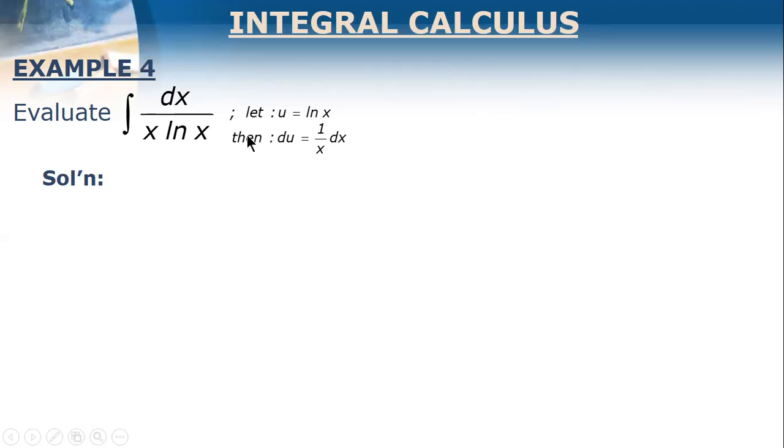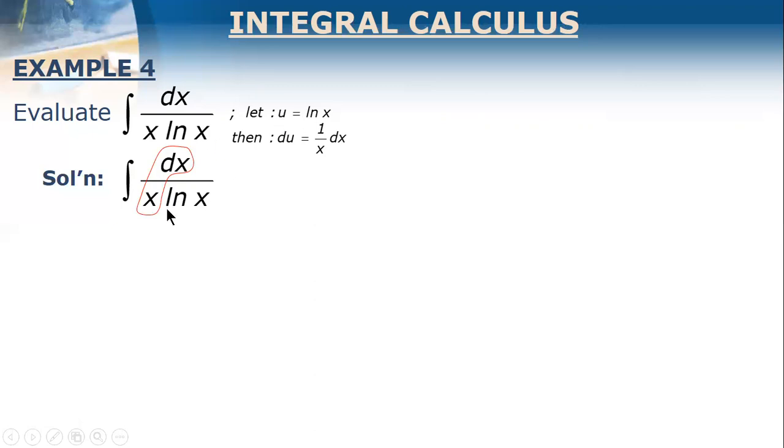Because if you use x ln x as your u, you're going to use the product formula in differentiation. So complicated. Okay. And also, if you use u equal to x, du is just dx. How are we going to change ln x? Nothing will happen. So therefore, our u is ln x, and du is 1 over x dx. So dx over x, that would be our du.